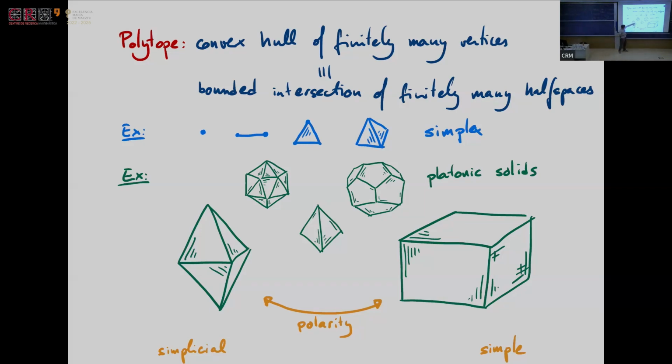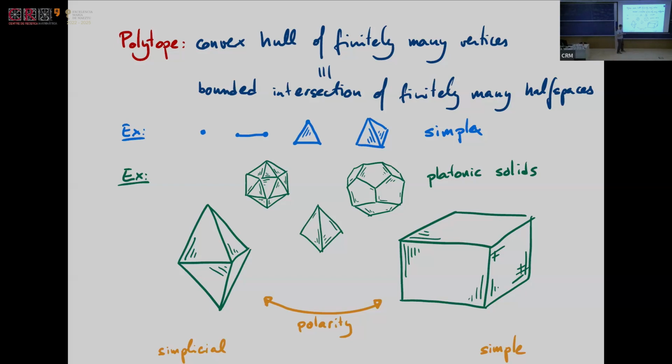The word simplicial will appear often. Simplicial polytopes are those where all the faces which are not the polytope itself are simplices, like this one and this one. Simplicial polytopes are polar to simple polytopes. Let me just say the definition of being simple is that its polar is simplicial.